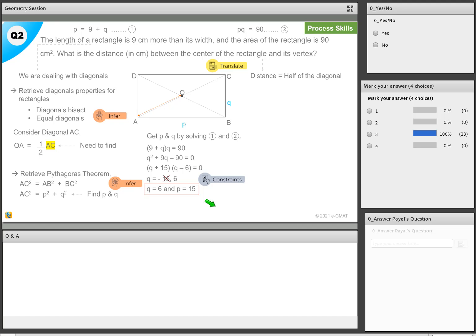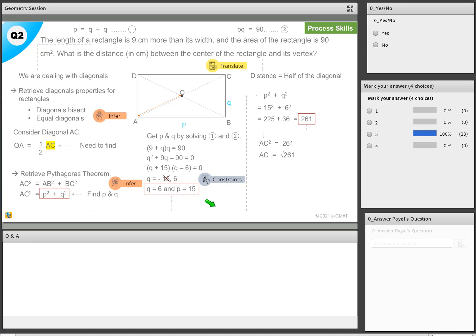Now observe, when we get this quadratic equation in Q, we get two solutions, negative 15 and 6. There we apply our understanding of the constraints and say that Q cannot be equal to negative 15. Q is equal to 6, which means P is equal to 15. And then we essentially get the value of AC. AC squared is 261. Now, AC is equal to square root of 261.